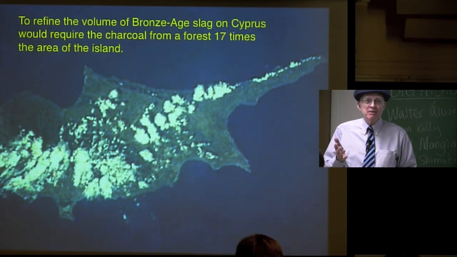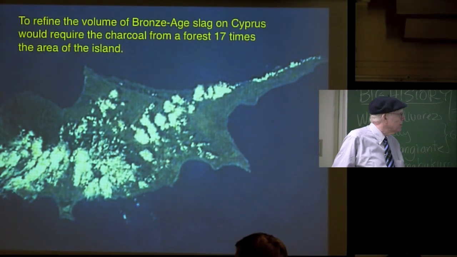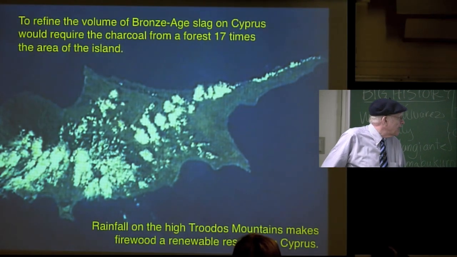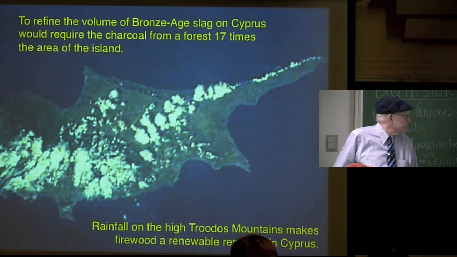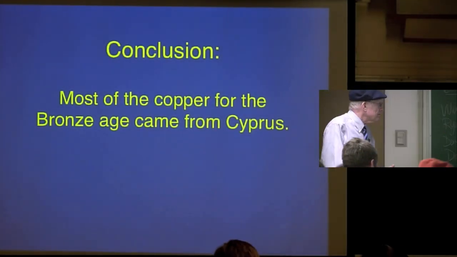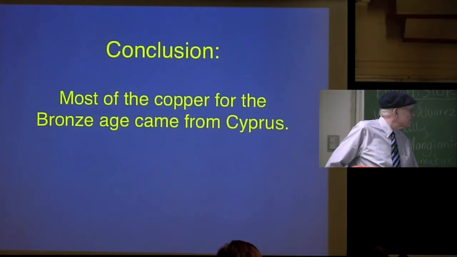You had to have that because that's what it took to make the tools and instruments that were important at that time. Okay? So rainfall in the high Troodos Mountains makes firewood a renewable resource on Cyprus. So, conclusion, most of the copper for the Bronze Age came from Cyprus.